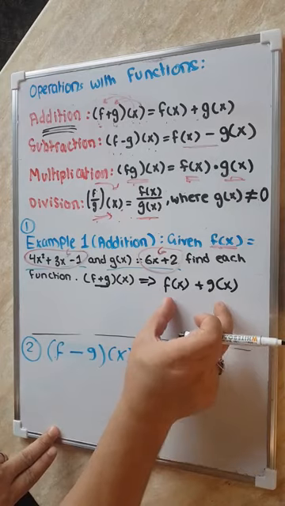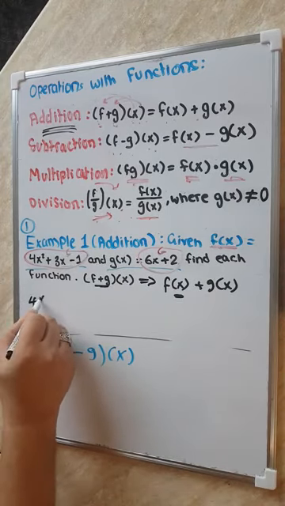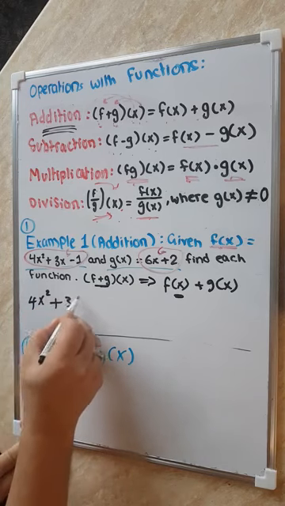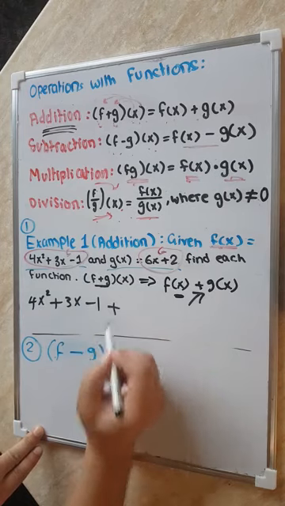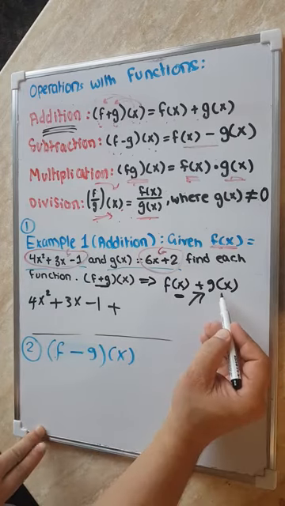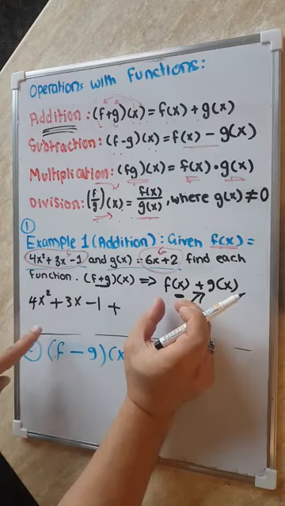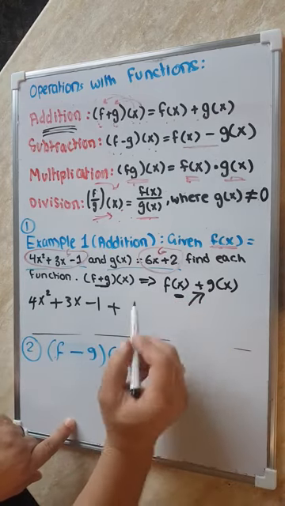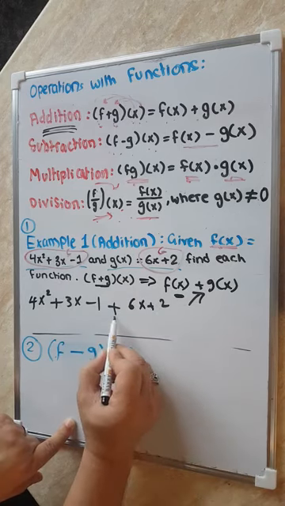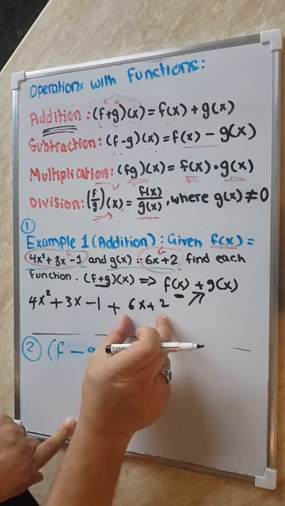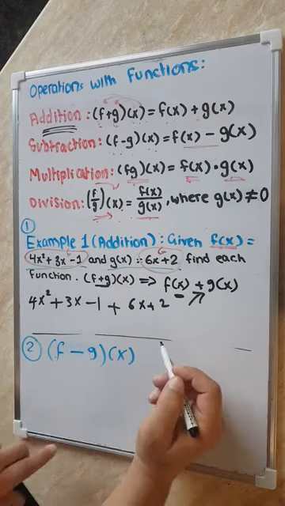Let's apply this. f of x is 4x squared plus 3x minus 1. Then plus, now replace g of x. We have replaced f of x by its value and g of x by its value. g of x is 6x plus 2. We know that when we add, nothing is going to change here. If this one was minus, it means that you will change the whole sign.